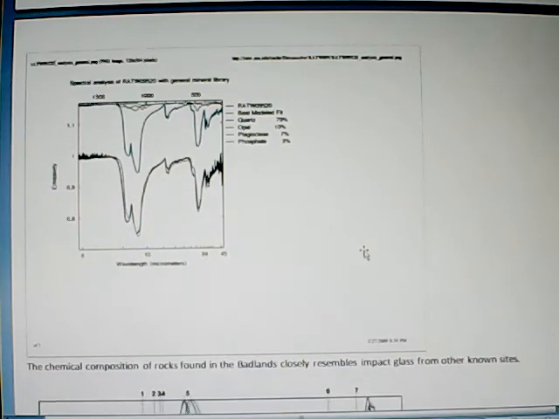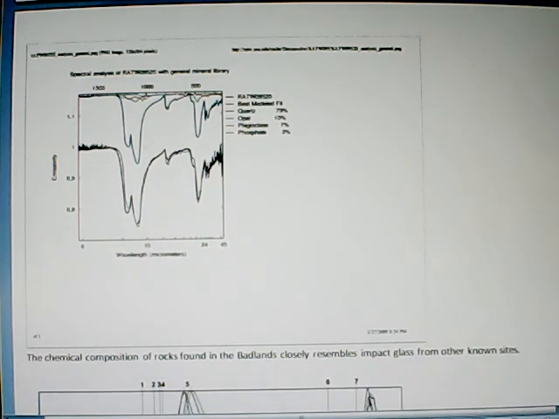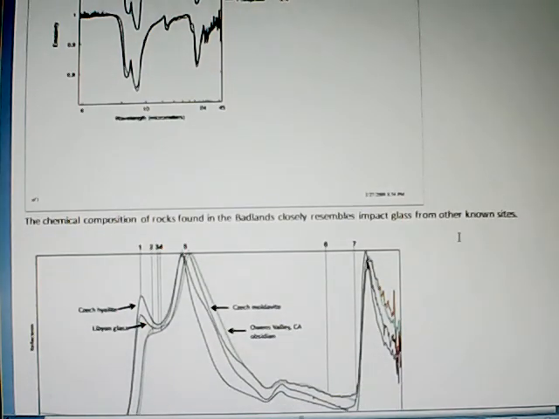And here's the evaluation they did with equipment similar to the Mars rover, though it wasn't actually from the Mars rover. And the chemical composition closely resembles impact glass from other known sites: Libyan glass, Owens Valley, California, obsidian, and Czech moldavites.